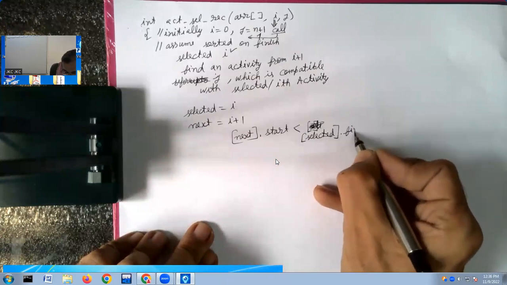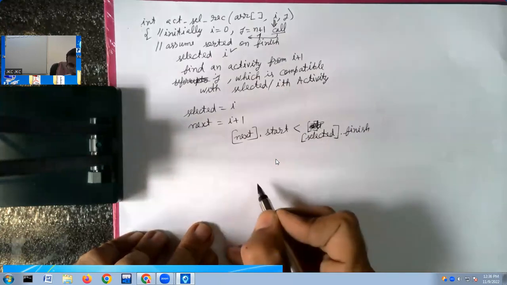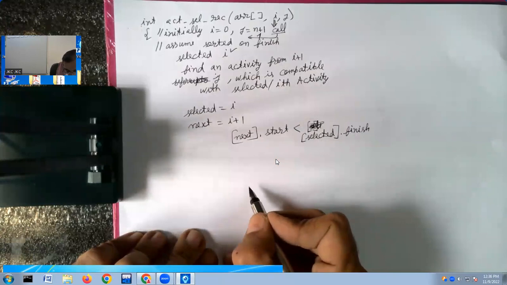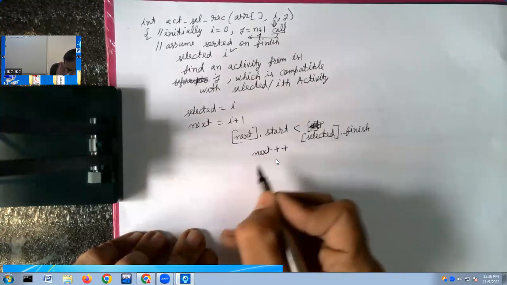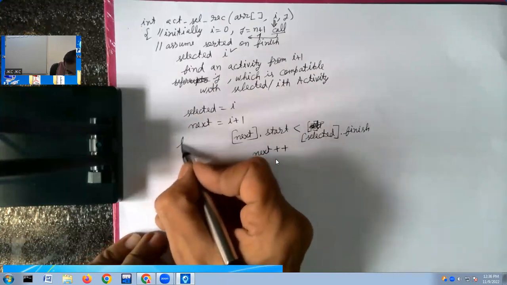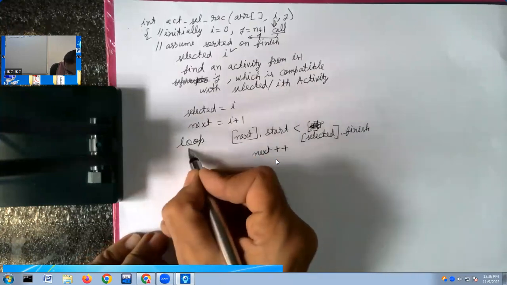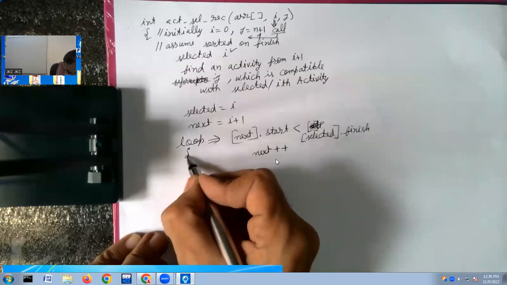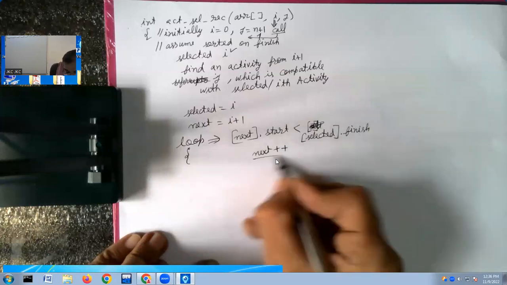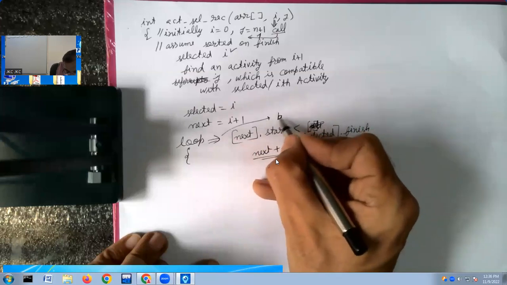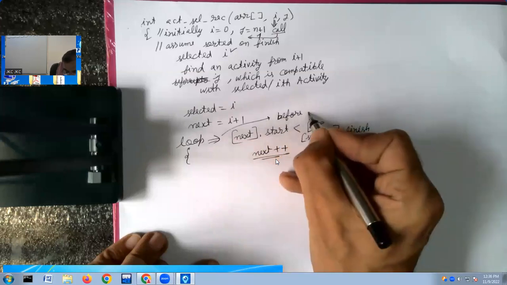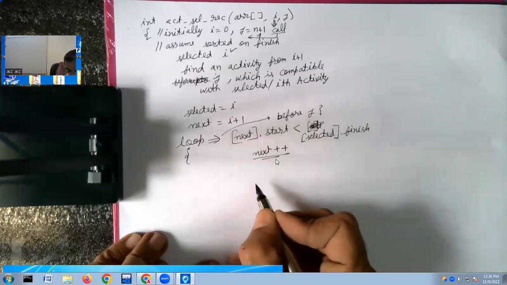If it is less, what do I have to do? It means this job cannot be selected. Cannot be selected means I have to effectively go to the next job. Next job means I have to loop, keep on repeating this process, but make sure that you don't go beyond J. So before J, you have to stop. So that condition also you have to put somewhere.